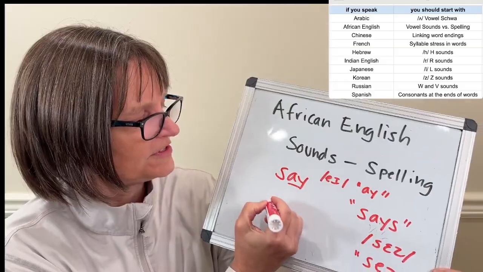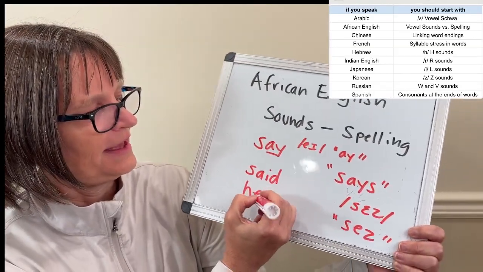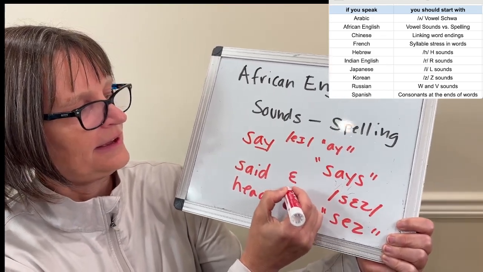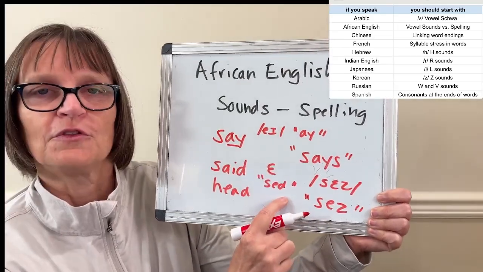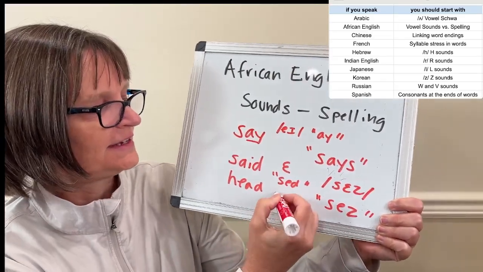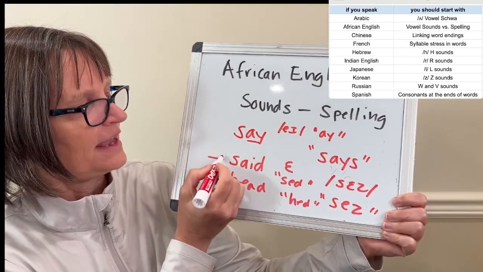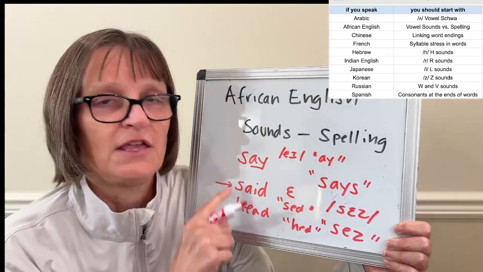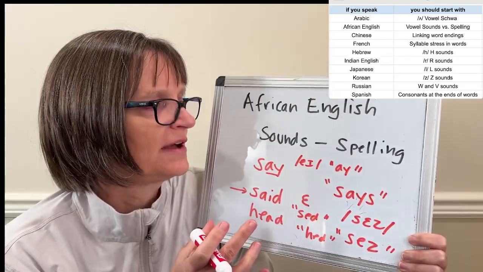Or the word "said," for example, and the word "head," those also both have the "eh" vowel. If we followed the rules, we would spell it like we do the word "red." We'd spell "said" and "head." So again, African speakers of English may use the spelling to determine how to pronounce a word.